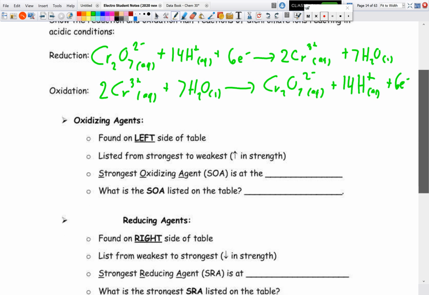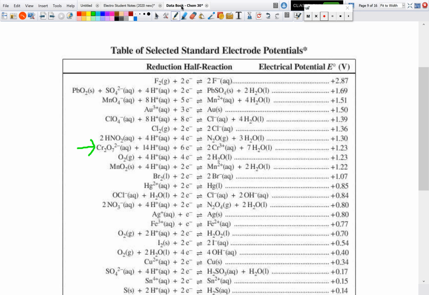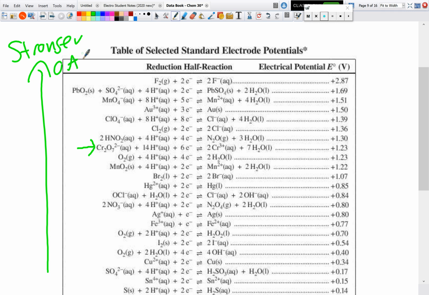Now, because these are all reduction half reactions, on the left side we have all of our oxidizing agents. Now, how these are listed as well, they are listed from strongest to weakest. So that means that right up at the top right here, as we go up, they get to be stronger oxidizing agents as we go up.